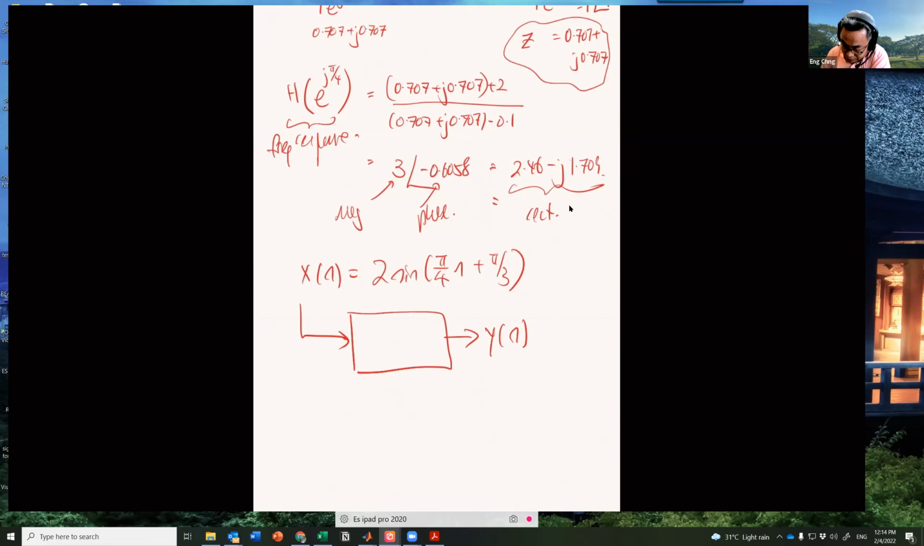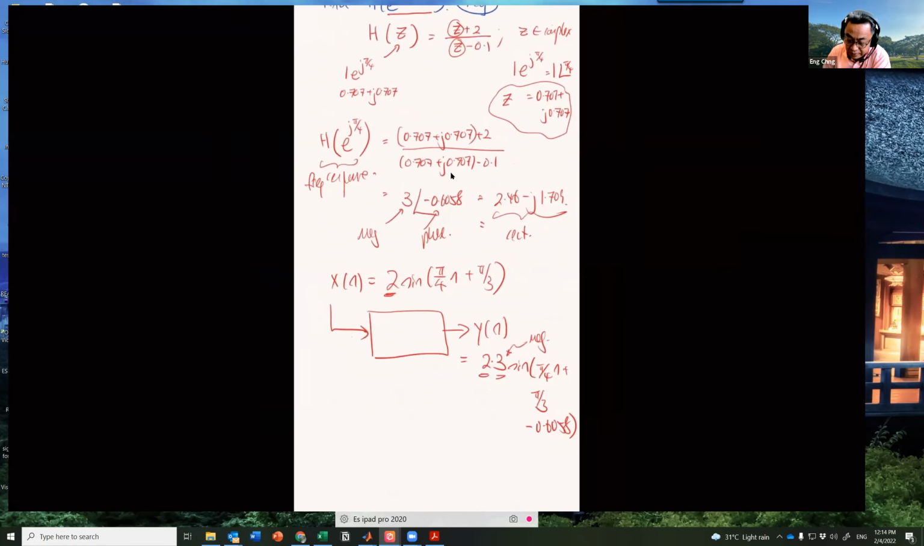So what is my output? My output is equal to 2 multiplied by 3. Where is the 3 from? The 3 is the magnitude gain. The magnitude will be amplified by 3 times. The original input is 2. Then I will still get the sine wave at this frequency and this original phase, but my phase is now delayed by 0.6058. So this is my answer for y of n. So this is the 4 marks.